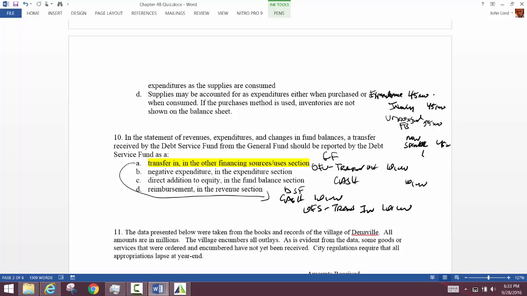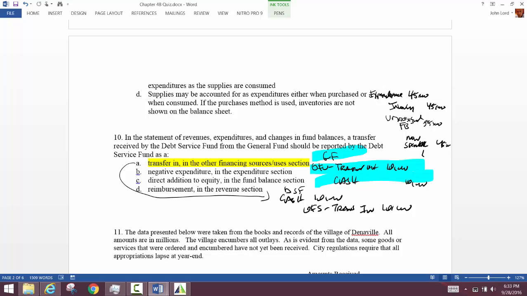An other financing source, wasn't it? Okay, and so what did we do? In the general fund, they have what's OFU? That's what I say to you when I think about governmental accounting, right? We have our general fund, other financing use, transfer out. That's the one, other financing use, isn't it? I debit that, I credit cash, right?